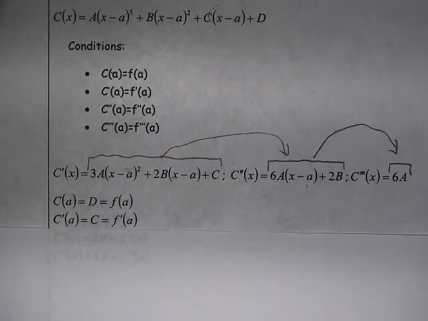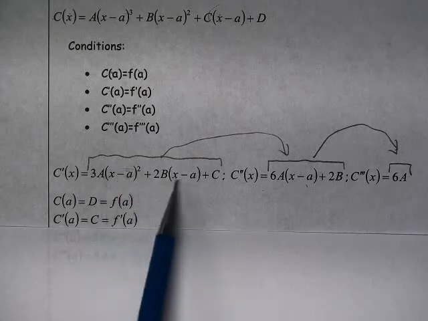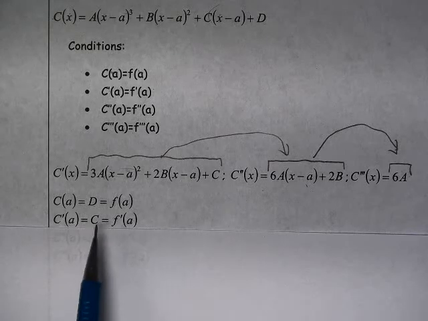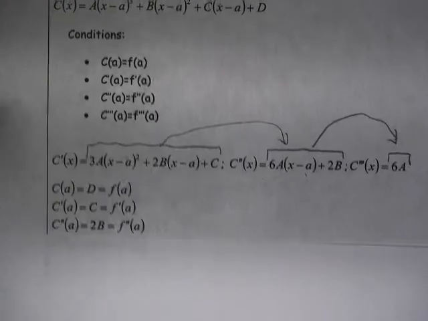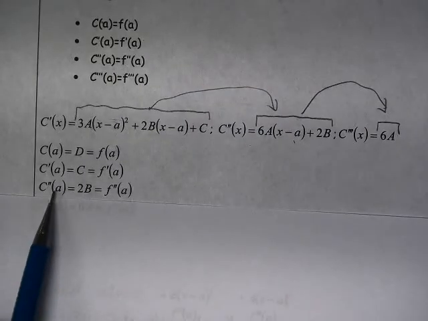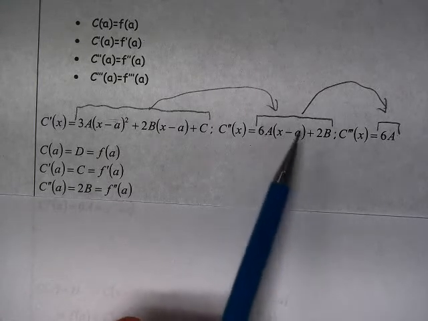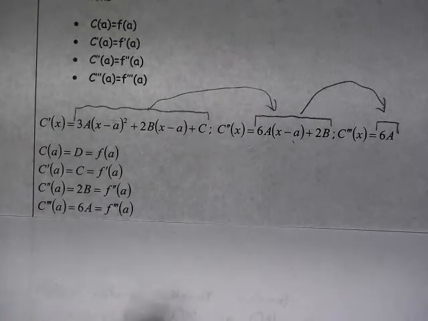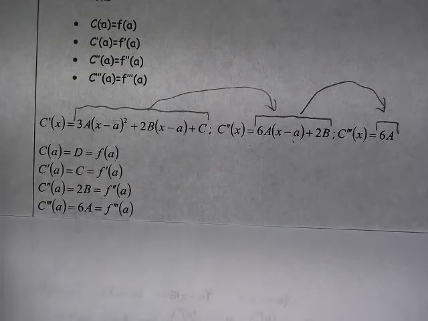For the first derivative, here's our first derivative. x minus a is 0, so this term completely goes away. x minus a is 0, that term completely goes away. All that's left is c. So c has to equal the first derivative of f at x equals a, and so on. For the second derivative at a, x minus a is 0, that entire term goes away. All that's left is 2b. For the third derivative, I just have 6a equals the third derivative of f.